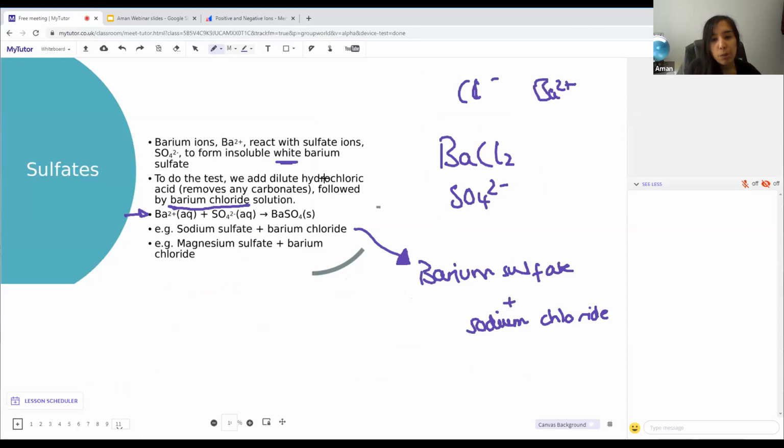So sodium sulfate. So the sulfate ion is SO4 2-. Sodium's in group 1, so it forms Na+. So this time, why don't you guys tell me what is the formula for sodium sulfate? I told you sodium is a positive ion, sulfate is 2 negative. What's the formula for sodium sulfate?